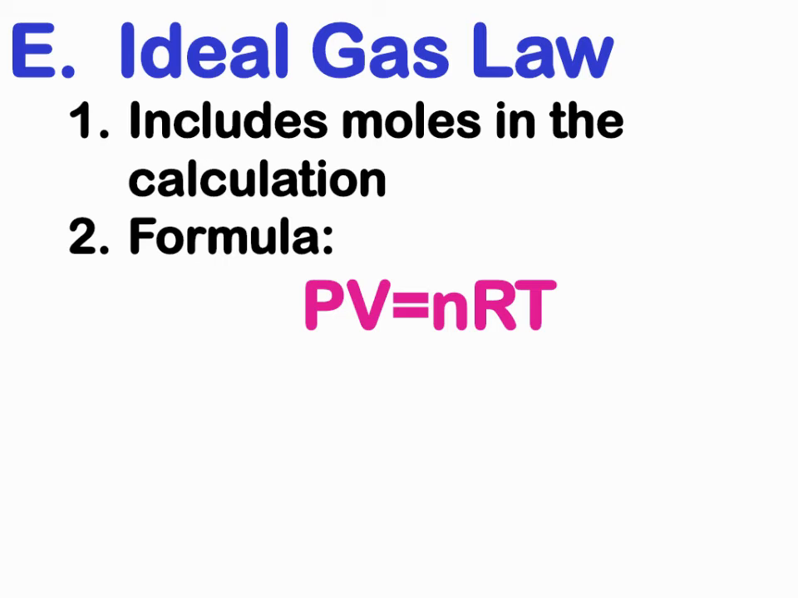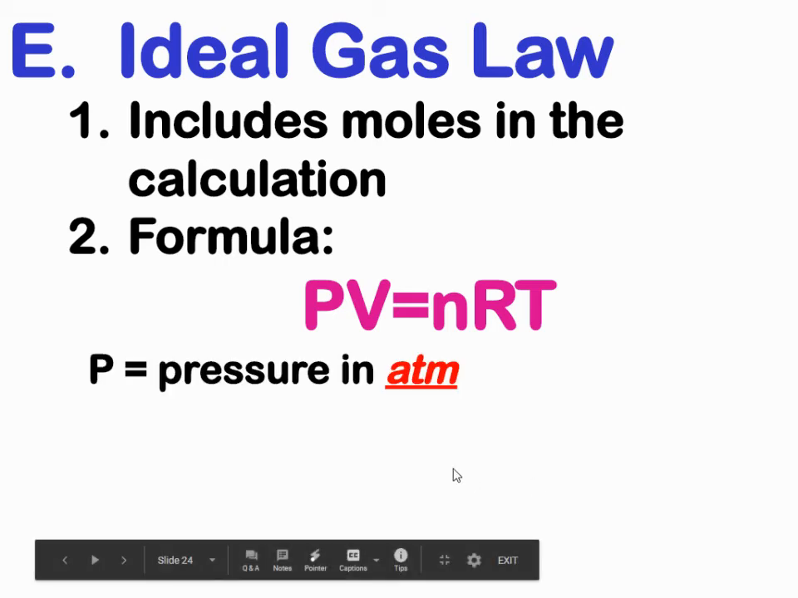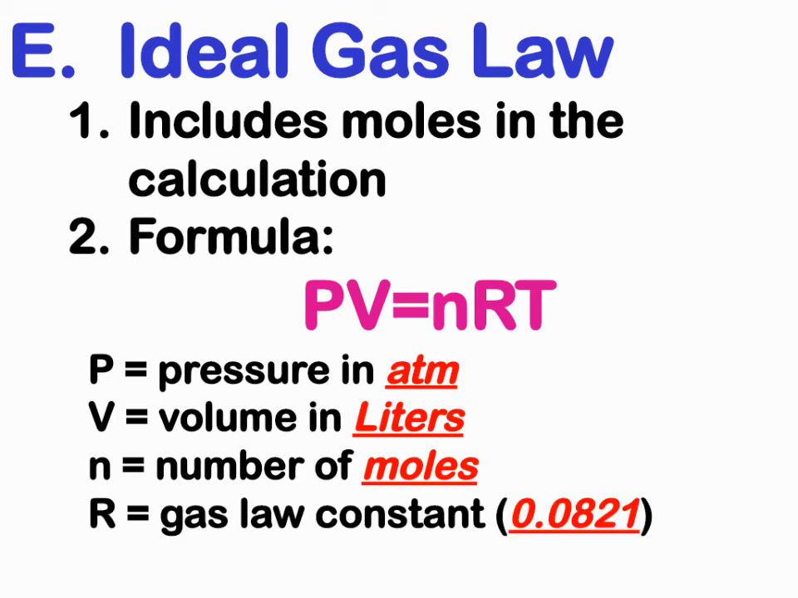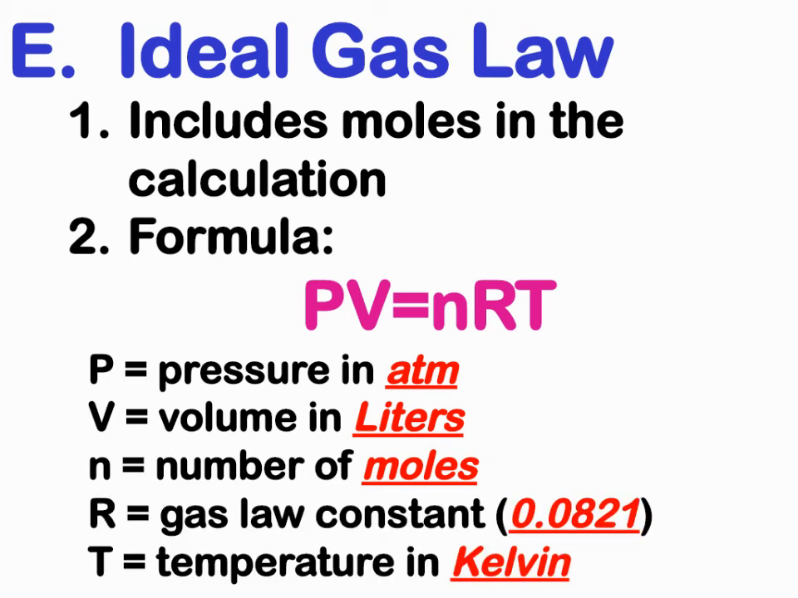So if we include moles in the calculation, we have a new formula. Pressure is always going to be in atmospheres. Volume is going to be in liters. Number of moles is n. R is your gas law constant, and T is your temperature. All right. Go ahead and write that down.